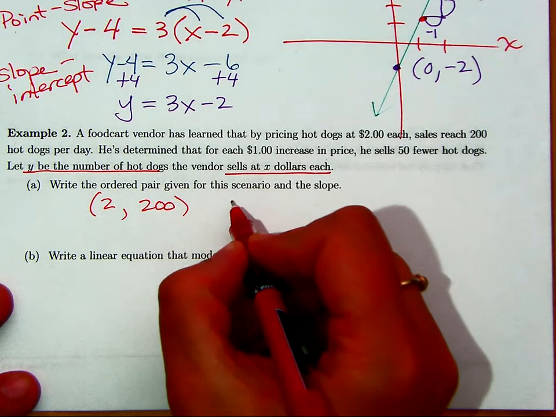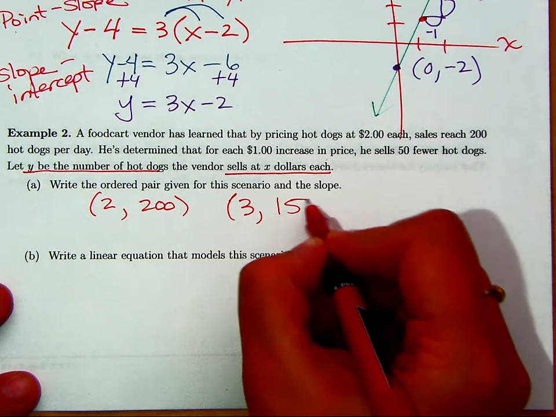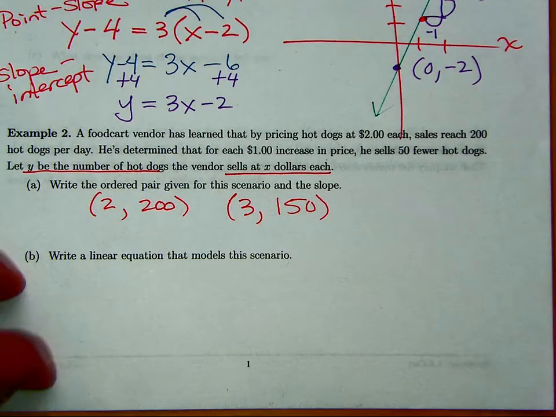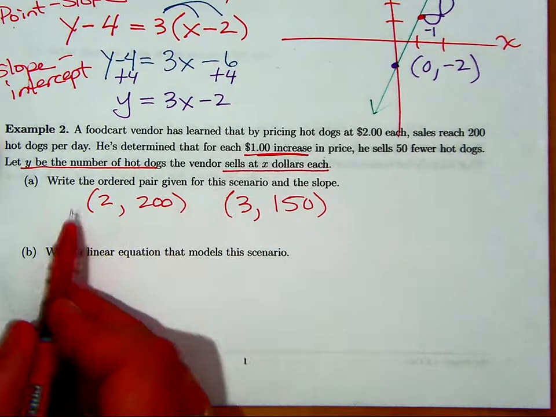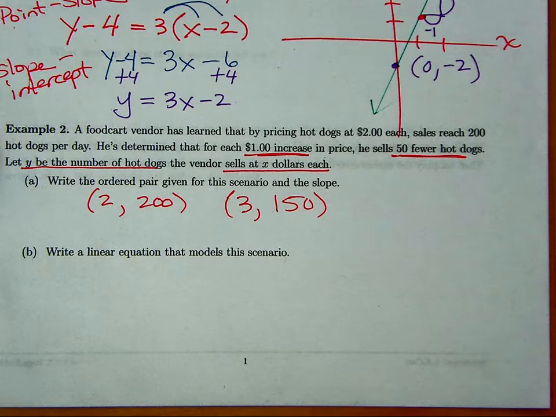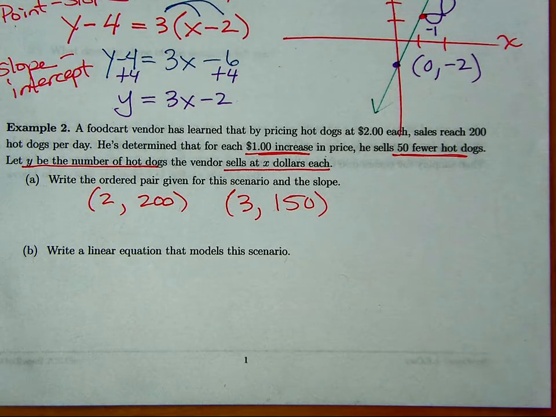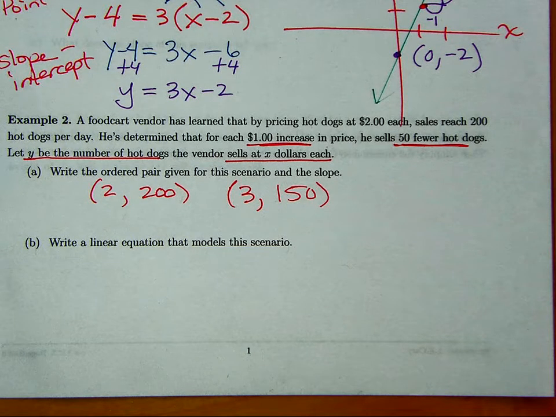What did you do there to get that point? $3, $1.50. How did you come up with that? A dollar increase. So if I increase $2 to $3, I'm going to sell fewer hot dogs, right? Could anyone, based on that information, come up with another ordered pair? Not that we need another one, but just for fun, so we can see that pattern emerging.